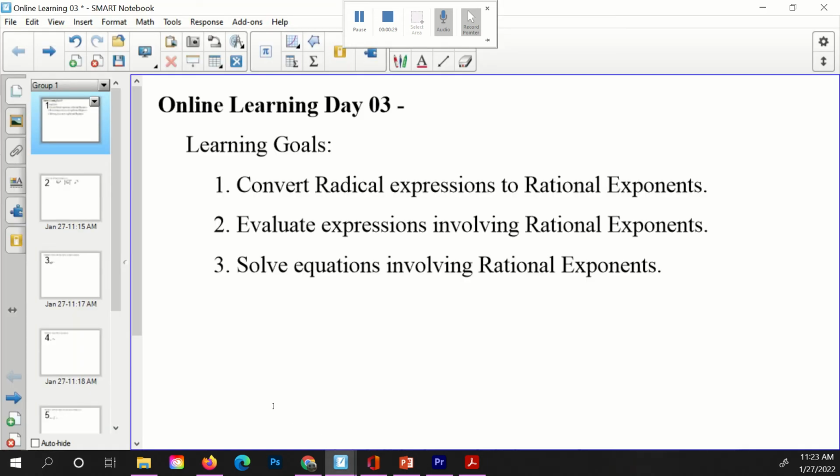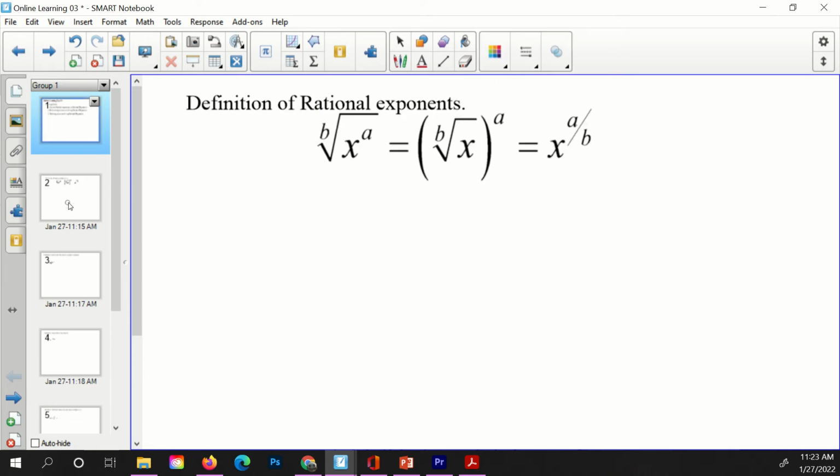Okay, so today we are going to be converting radical expressions into rational exponents. We're going to evaluate expressions involving rational exponents, and we're going to solve equations involving rational exponents. Okay, so what is a rational exponent?